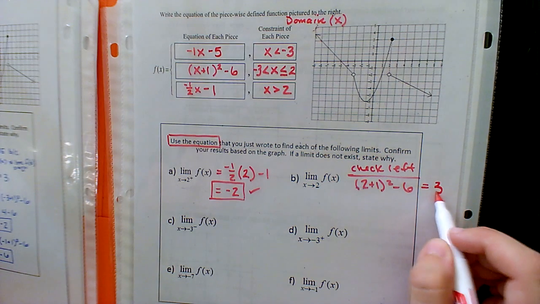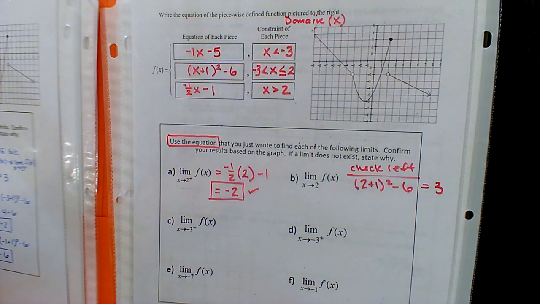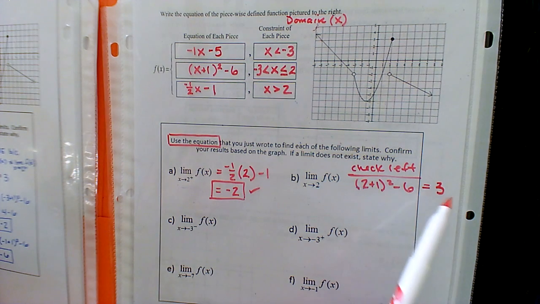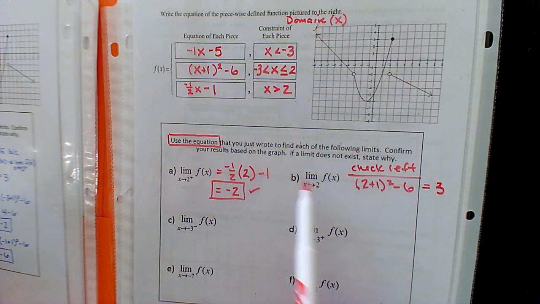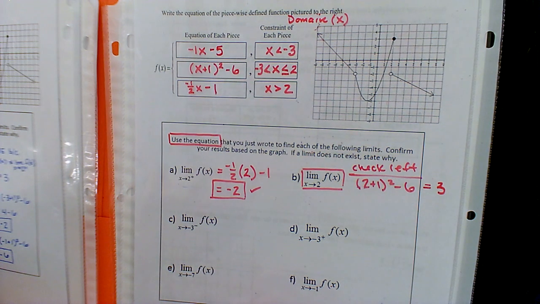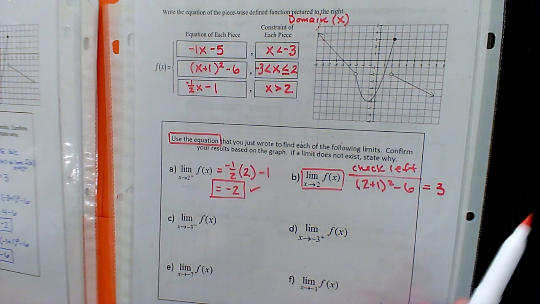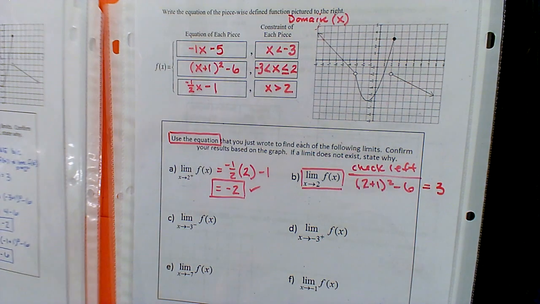I think before we said this was 3. Okay, so notice how we said the right-handed limit was -2, the left-handed limit was +3. Does the limit at 2 exist? Does it not exist? What's going on? Braden, shake your head no. Good. Okay, as you come in from the right, you're approaching -2. As from the left, you're approaching 3. Those would not meet up.